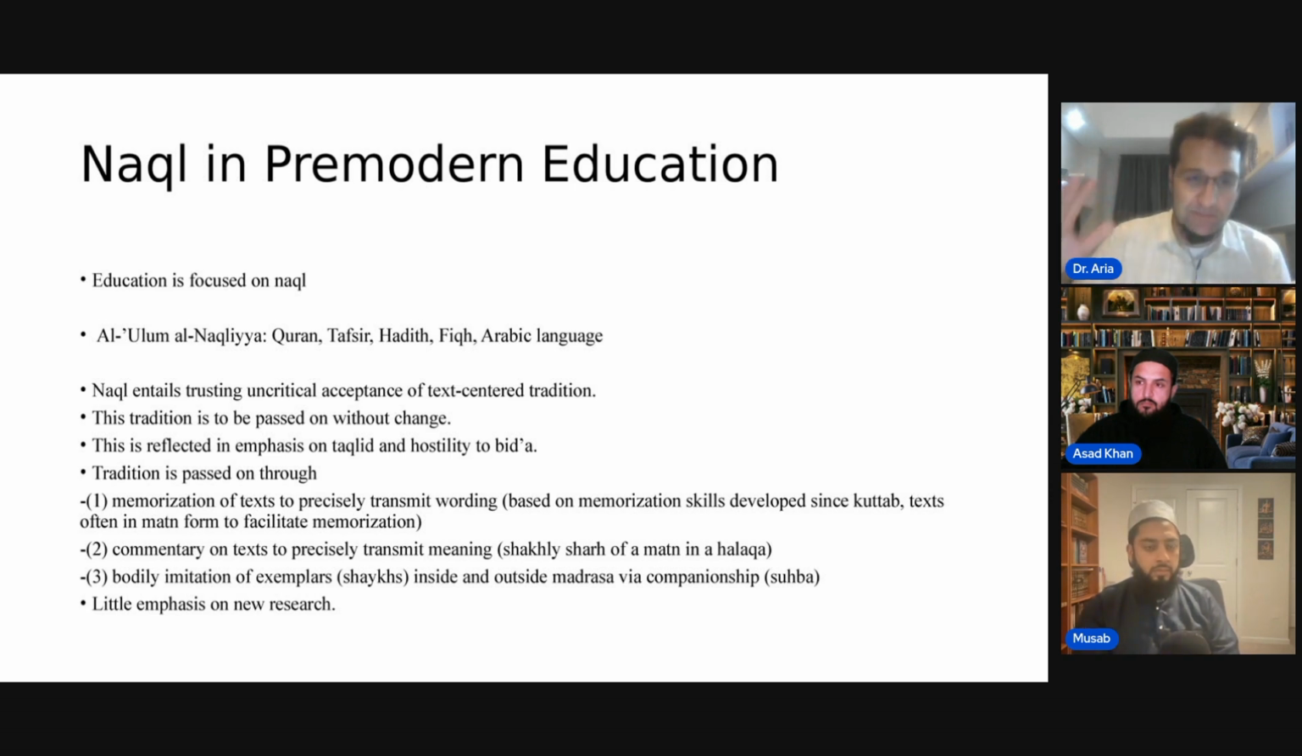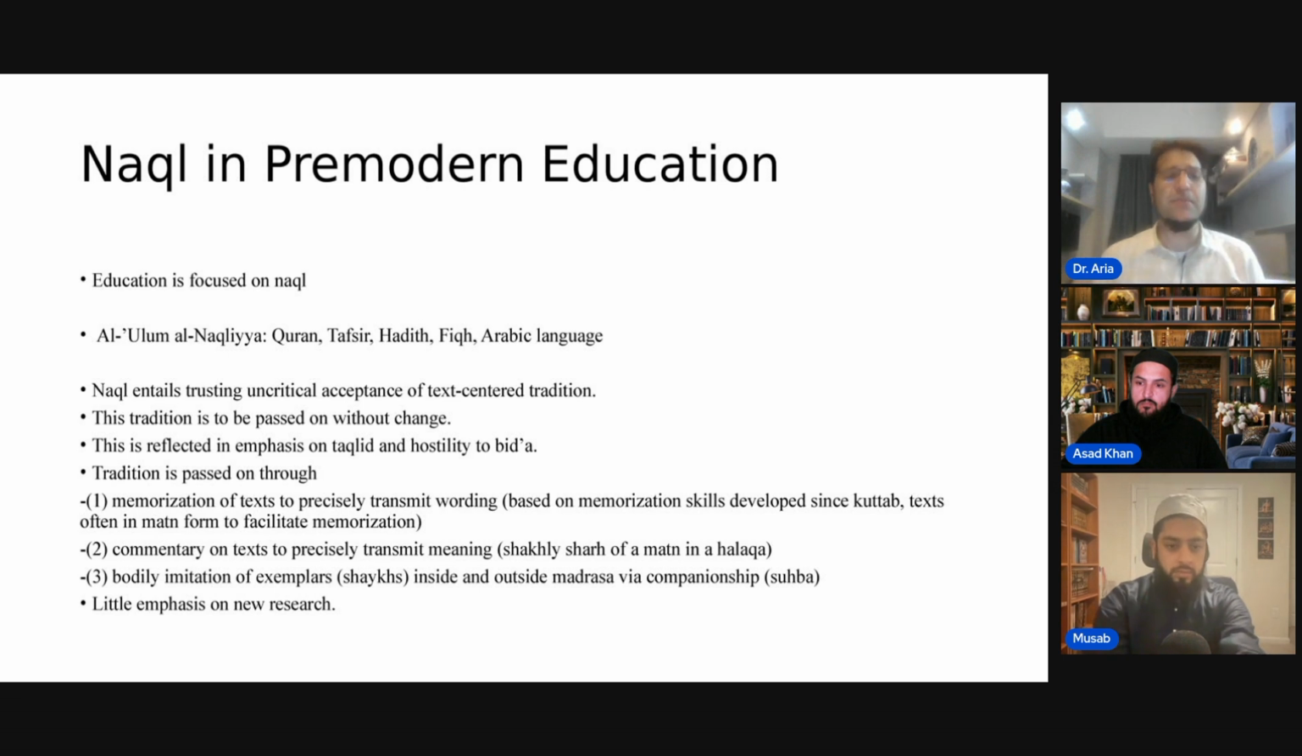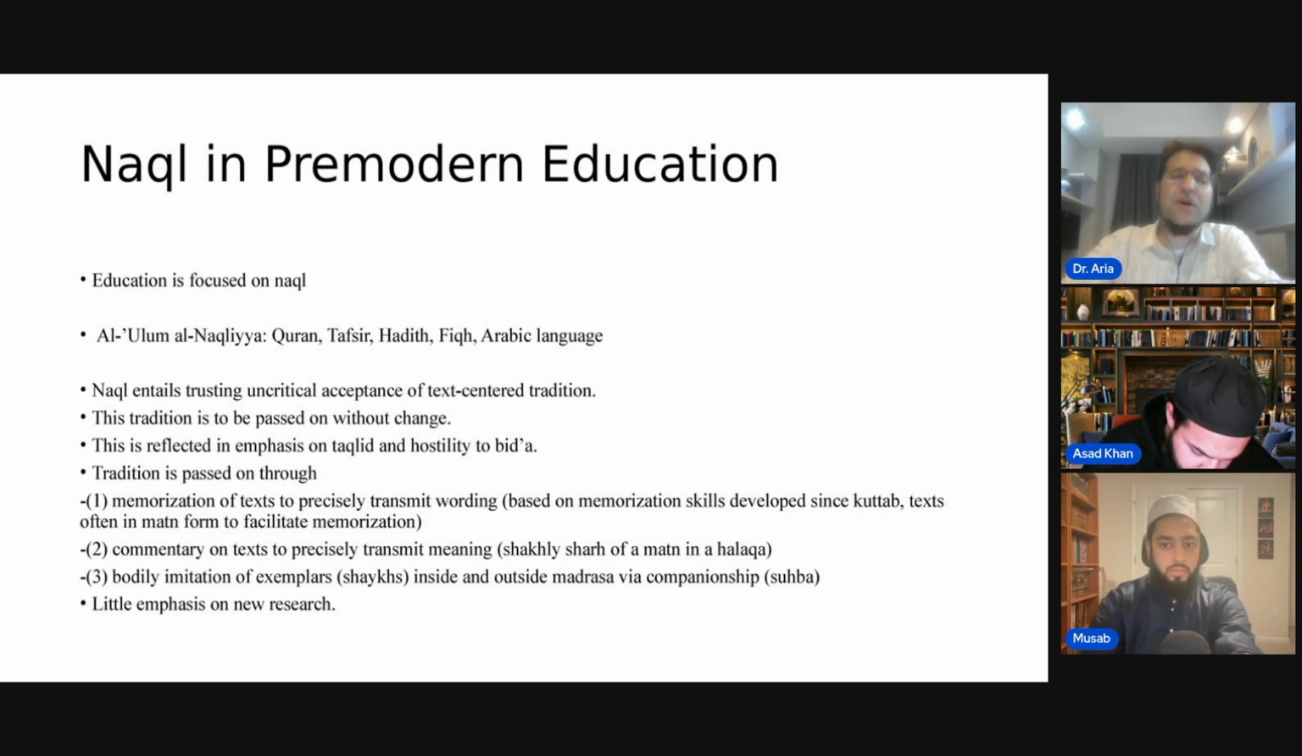Beyond this, there is the bodily imitation of exemplars. So the different teachers, the different sheikhs, the different ulama that are teaching in the madrasa, you imitate them. You imitate how they dress, you imitate how they pray. And one of the reasons why the madrasas are small in size is so that you can cultivate a personal relationship with a sheikh that extends beyond the madrasa. Ideally, if you're one of the top students, you become the companion, the sahib of the sheikh, and you engage in a process known as suhba.